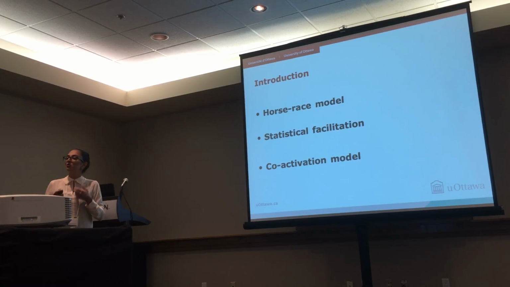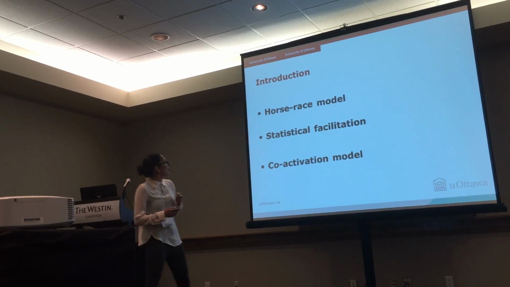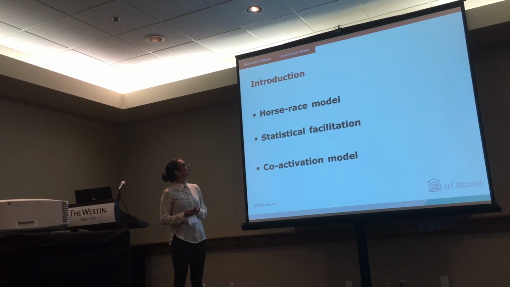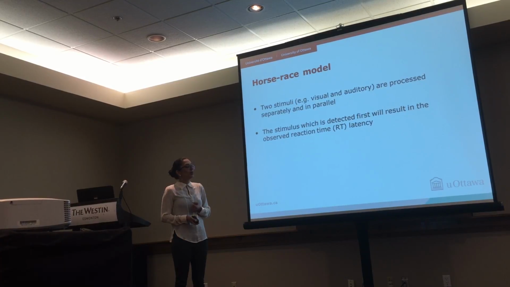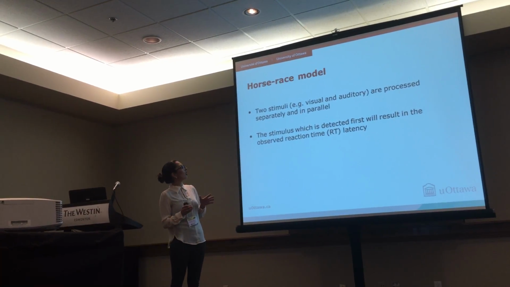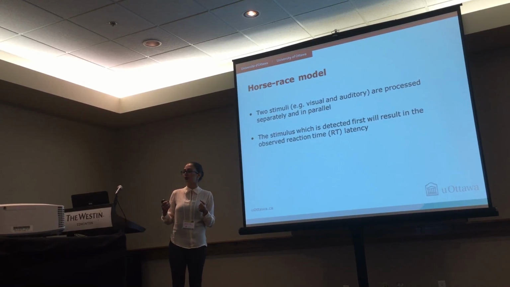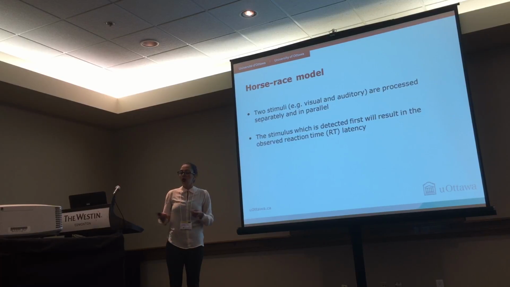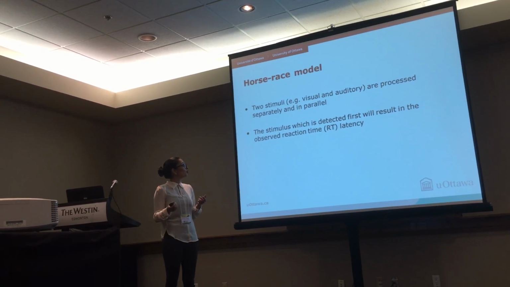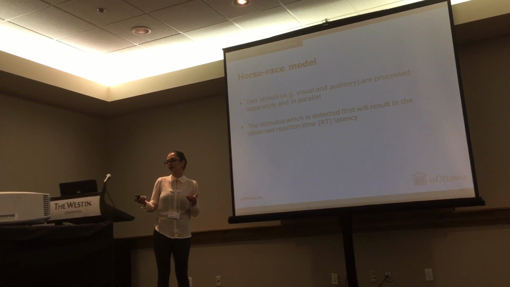There have been many attempts to explain this effect, and today we're going to touch on three models in particular that provide different explanations for this phenomenon. Let's begin with the horse race model. According to the horse race model, you've got two different stimuli, say a visual and an auditory stimulus, racing against each other to get to the finish line. Whichever stimulus gets there first will be the winner. In other words, whichever stimulus you detect first will be your observed reaction time latency.